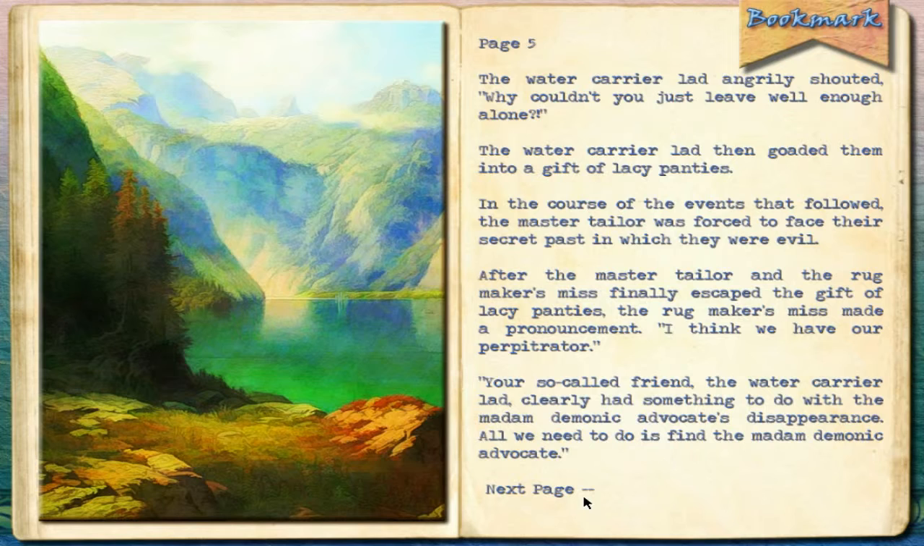In the course of the events that followed, the master tailor was forced to face their secret past in which they were evil. After the master tailor and the rug maker's miss finally escaped the gift of lacy panties, the rug maker's miss made a pronouncement.